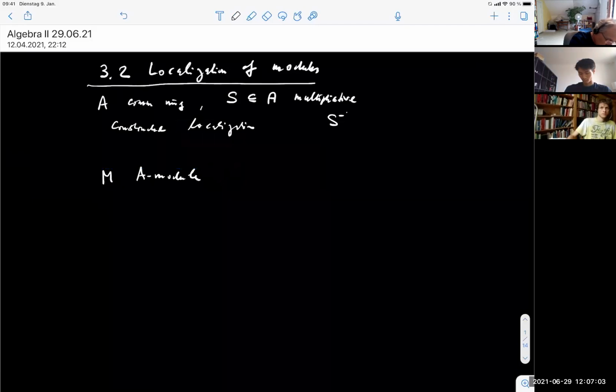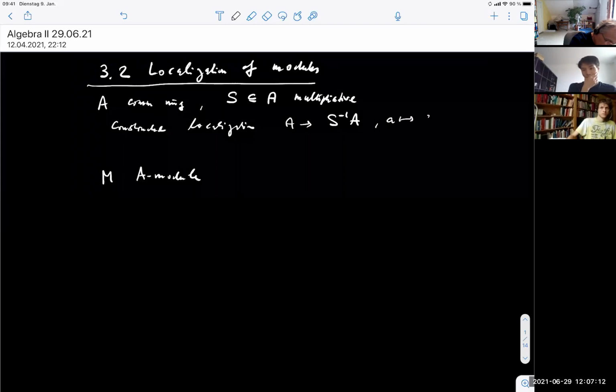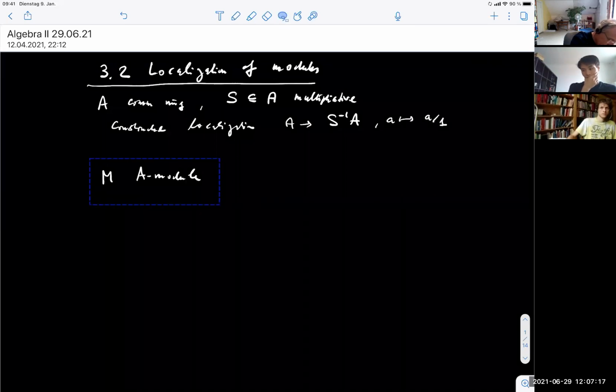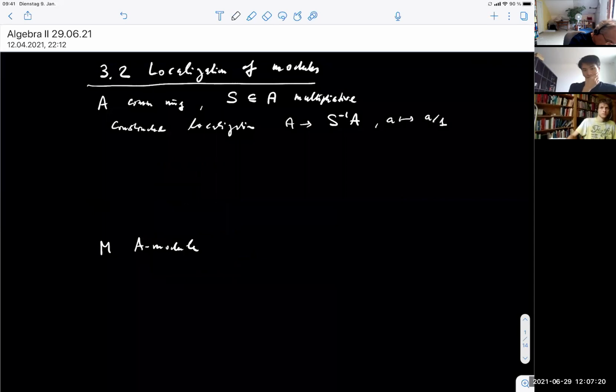So this was this ring. Okay, and it came together with the canonical homomorphism, which we denoted this way. A is mapped to this quotient A over 1. And maybe let me repeat the most important feature. This A over 1 may be 0, while A is not 0. So this map is not injective in general. And this is the case if and only if the following holds: there is some s in S such that s times a equals 0. So a is annihilated by some element in S.